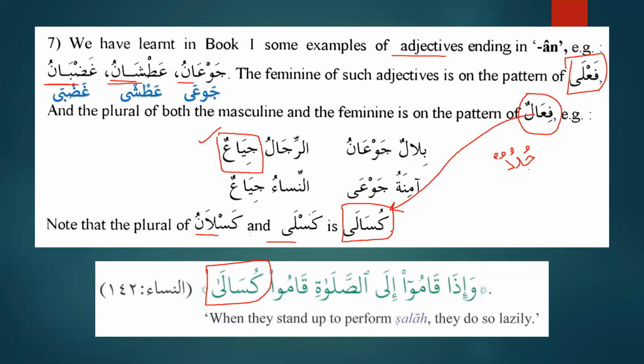So for regular adjectives, jawanu, atashanu, ghadbanu, the plural will be on the pattern of fi'alun. For example, ji'a'un, itashun, ghidabun. But when we talk about kaslanu and kasla, the plural is on the pattern of kusala, and this is an exception. It is not on the pattern of fi'alun.